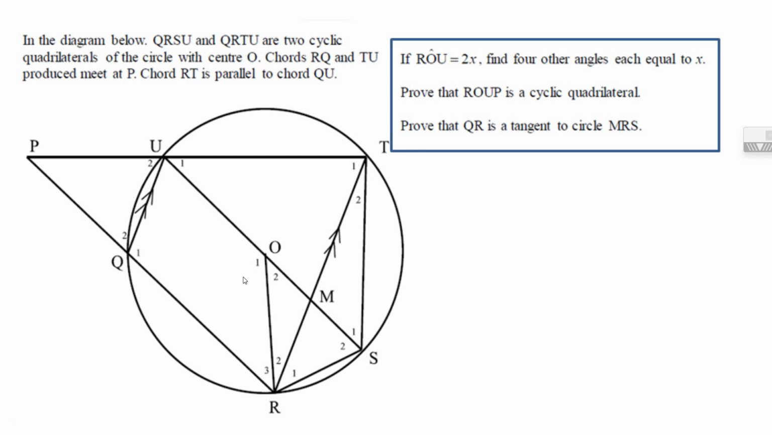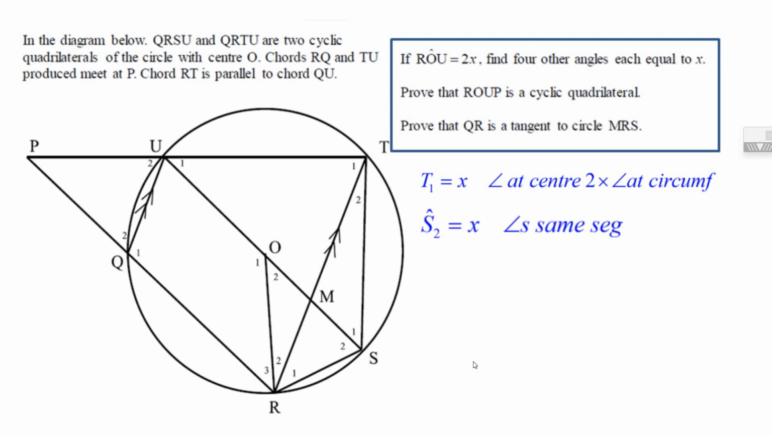Okay. They say that this angle right here, ROU, O1, is 2x. Well, that's an angle at the center. And there's T1, an angle at the circumference. So T1 must be x. An angle at the center is 2 times the angle at the circumference. So if that's 2x, that's got to be x. Well, this S2 opens up to the same chord, the same segment of the circle. So that means S2 must be equal to x, angles in the same segment.